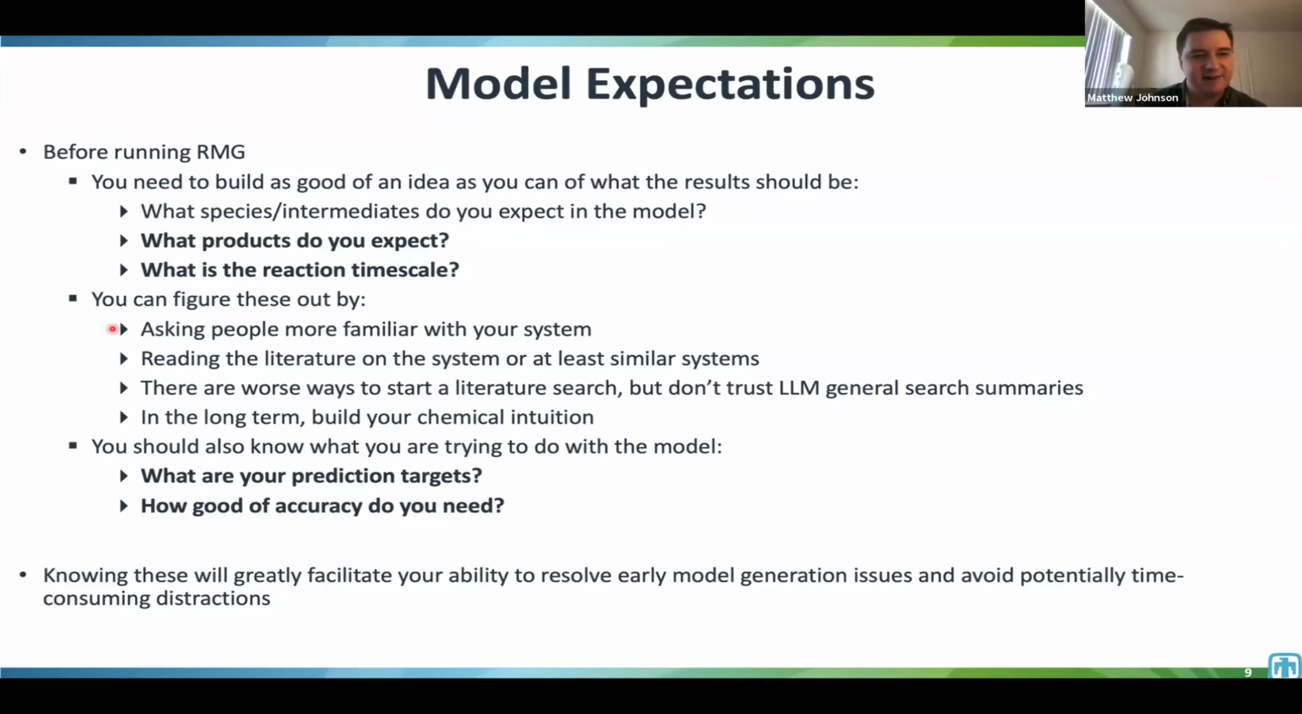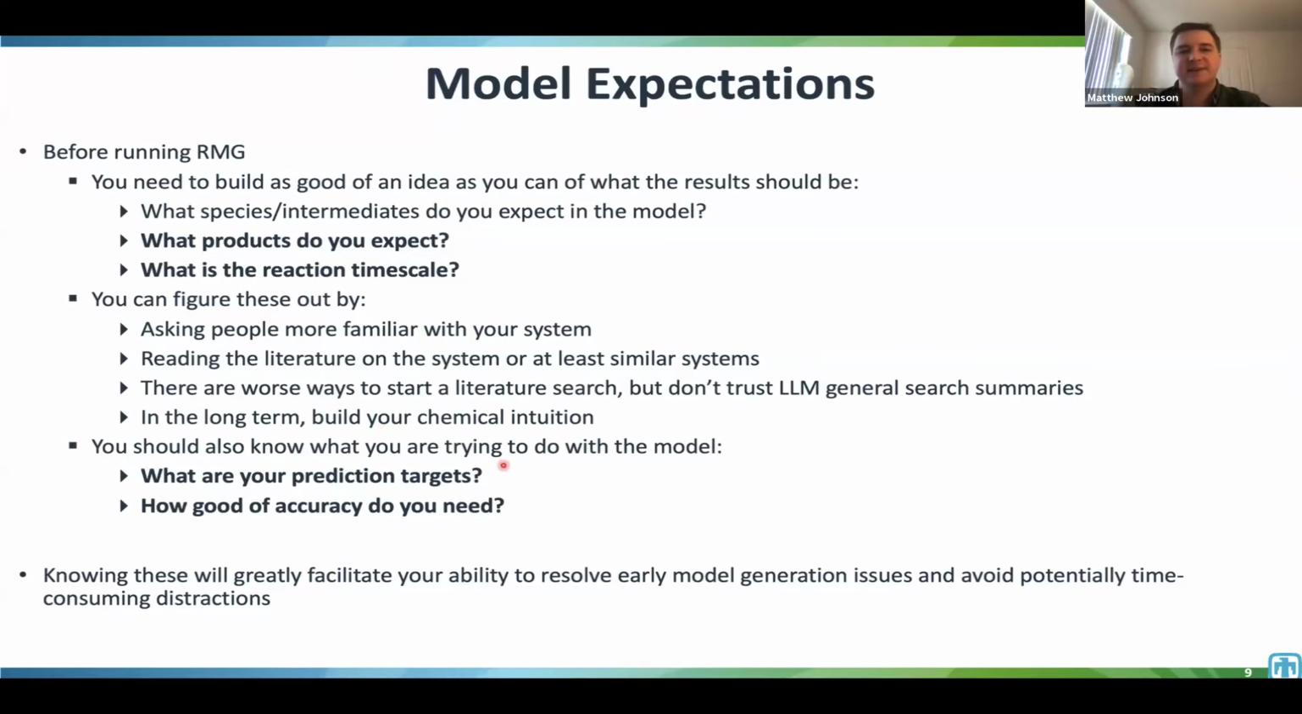There are a lot of ways to dig around and figure these things out. You can talk to people that are more familiar with your system, read up in the literature on the system, or at least similar systems. There are worse ways to start a literature search. Don't trust LLM general summaries. I've had some very bad experiences with them. And in the long term, you want to build your chemical intuition for all of this. If you do this for long enough, you get a pretty good feel for when something's going wrong in a mechanism or something's missing.